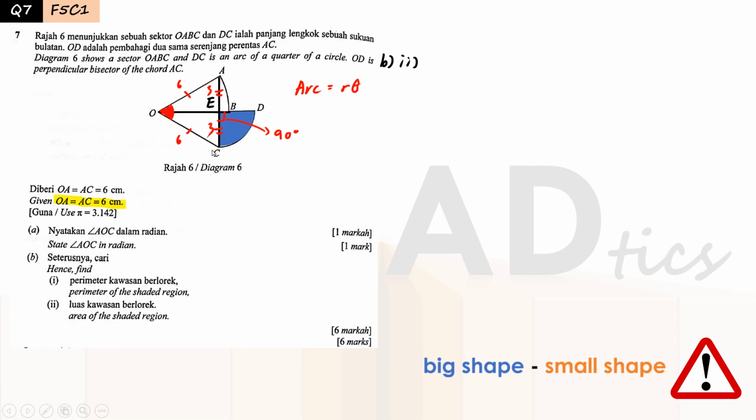Then the small shape is the part that I don't want in this big shape, which is here, ECB. So I need to find ways to remove this part. So the area of the shaded region would be ECD minus ECB. We need to find the areas of these two parts.